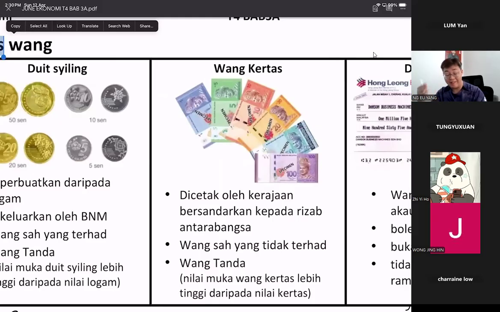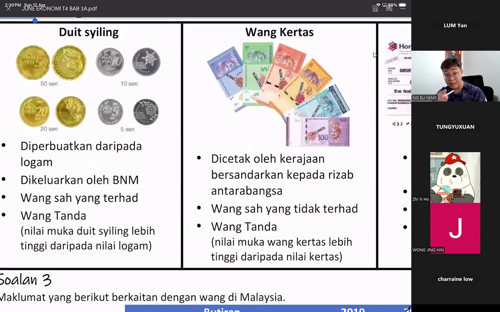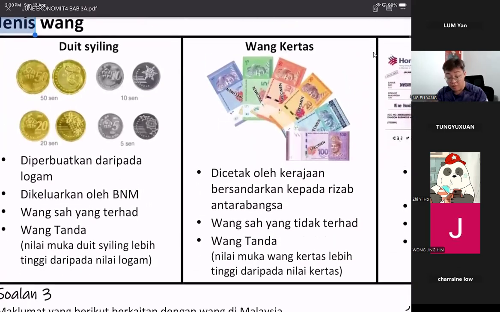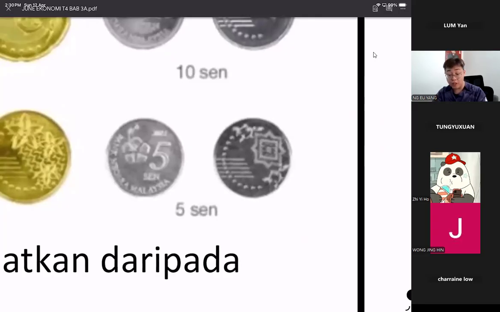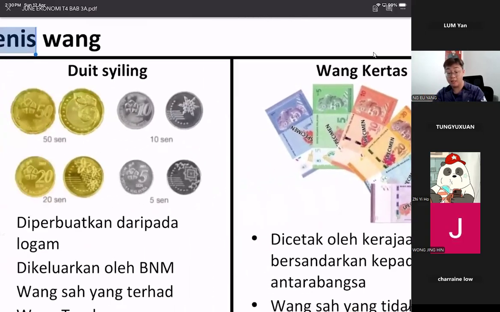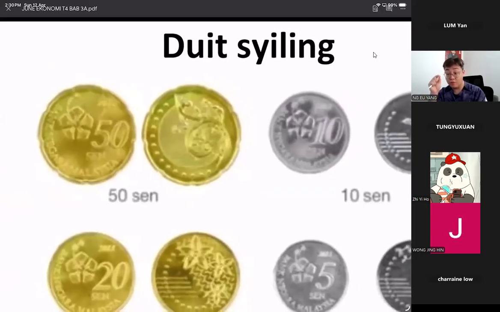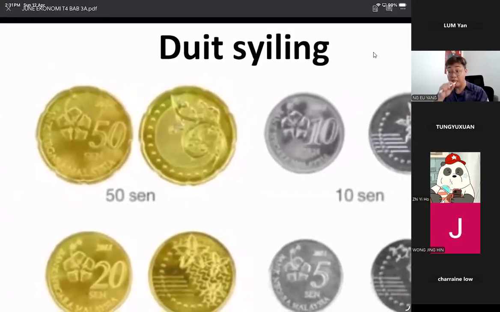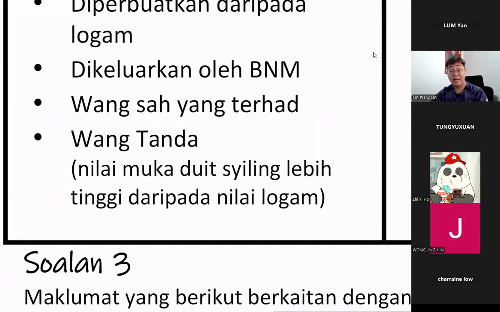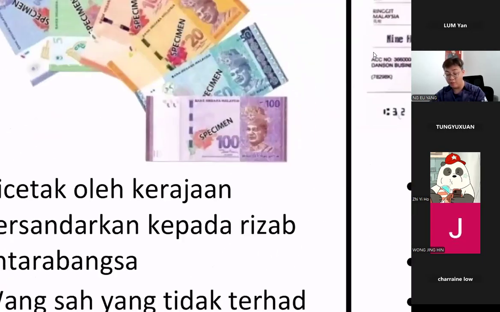So the third point, which means we have another KBAT question. Most likely just going to come out in Form 4 only, which is wang tanda. But wang tanda is always persamaan. Syiling and kertas are wang tanda, which means the value, the numbers, the figures on the syiling and the kertas are usually higher than the original value of the paper and the logam. So if we melt the 50 sen into metal, this piece of melted metal from the 50 sen is not even worth 10 sen. So that's why the nilai muka syiling is always higher than the nilai logam, wang tanda. So imagine the same thing for the paper notes. So we have 100 paper notes.